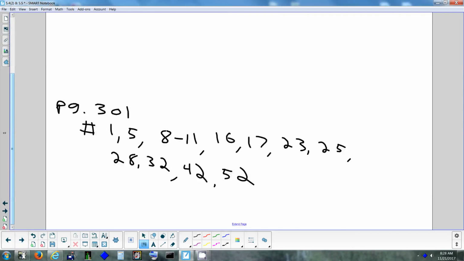All right, so the homework is 301. So it's pretty much all single problems except 8 through 11. So it's 1, 5, 8 through 11, 16, 17, 23, 25, 28, 32, 42, 52. Okay, so we'll take a look at that tomorrow. Tomorrow we have class, it's periods 2, 4, 6, 8. So class same time tomorrow. We'll review that, review any other questions from the material on the week, and then that'll be it. So no tests this week.